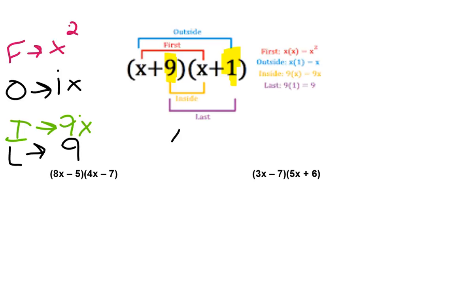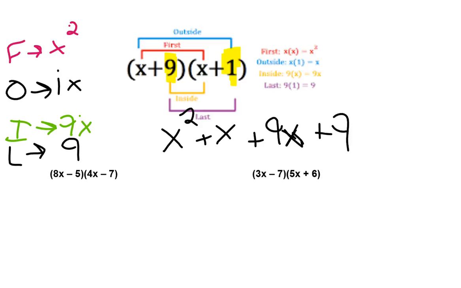Now all I got to do is simplify. So I've got x squared, and I have a positive 1x, which I can just write as x, and I have a positive 9x, and I have a positive 9. Now, the only things I can combine would be x and 9x, since they are the only like terms. Those would combine to be 10x. So I would have x squared plus 10x plus 9. And that's how I can simplify. So that's what it would look like after my foiling: x squared plus 10x plus 9.